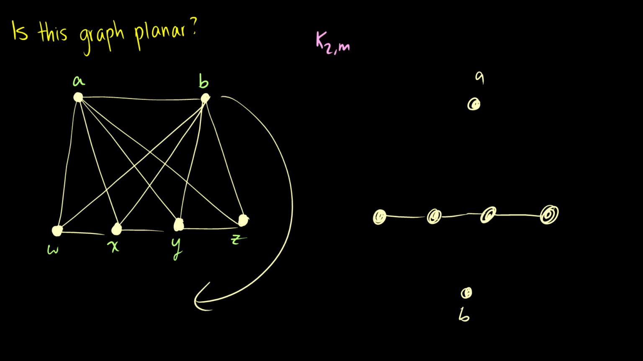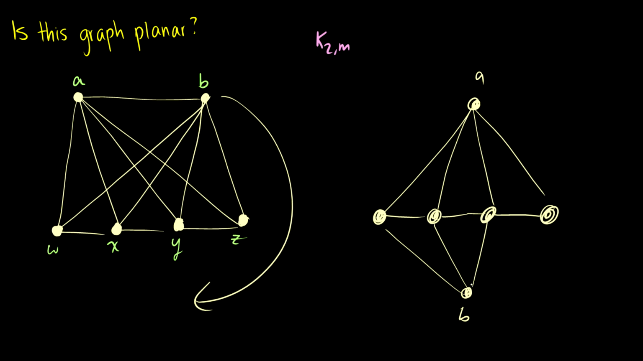So we can get this nice graph again. So when we put B down here, we're going to get this connection. But we still have this line here to deal with. So what do we do about this line? Well, we can just connect it on the outside. And there you go. There's a planar representation of this graph on the left.